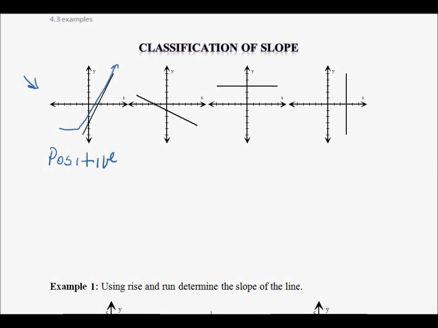If you look at the next one, once again, I'm going from left to right. I start at the left and I move to the right, and it's going down, down, down. It's falling down. So this would be a negative slope.